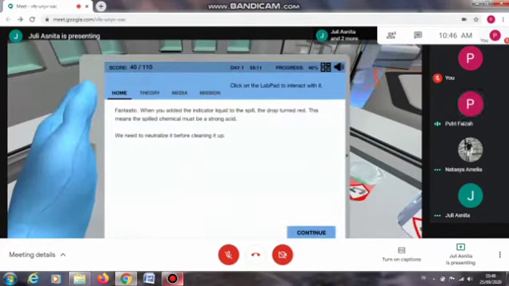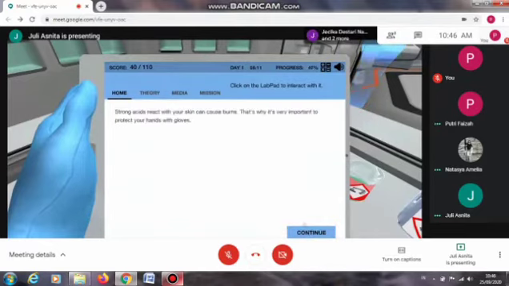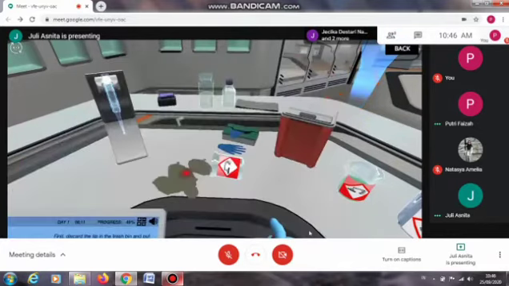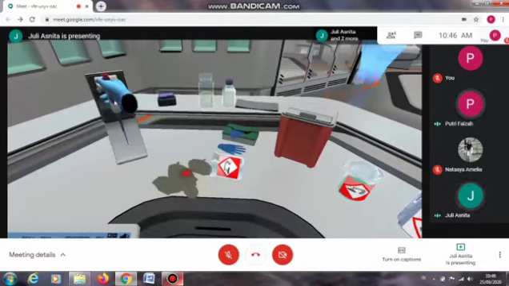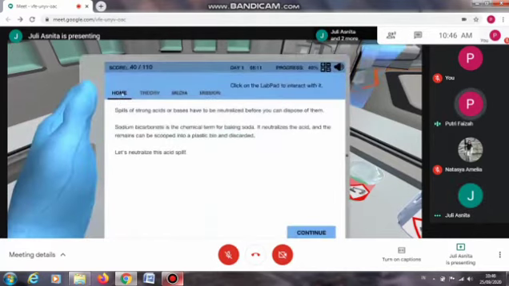This means the spilled chemical must be a strong acid. We need to neutralize it before cleaning it up. Strong acids can react with your skin and cause burns. That's why, first, discard the tip in the trash bin. Spills of strong acids or bases have to be neutralized before you can dispose of them.